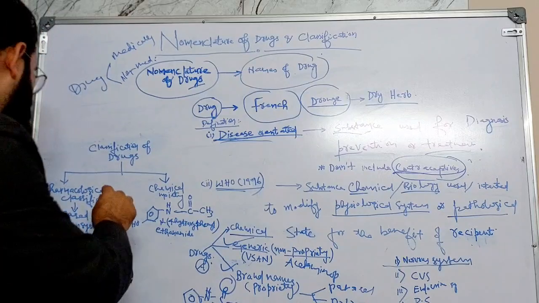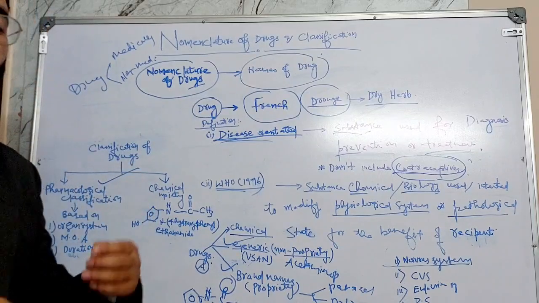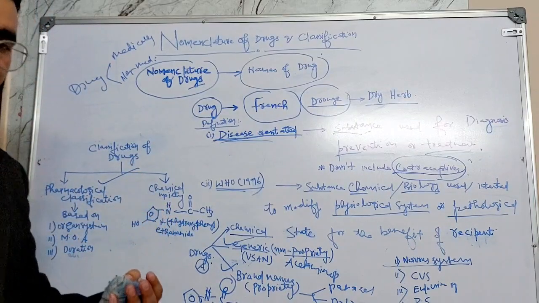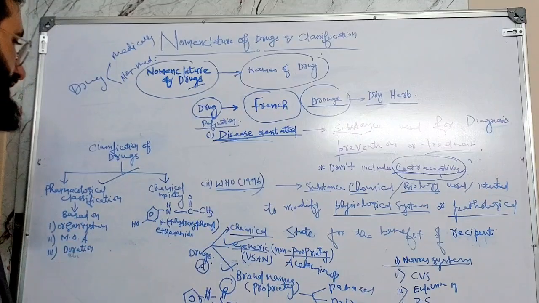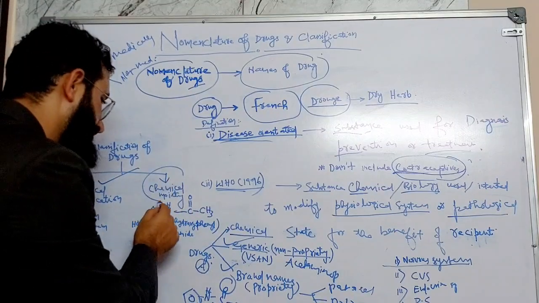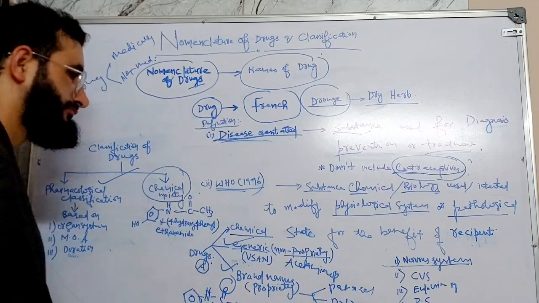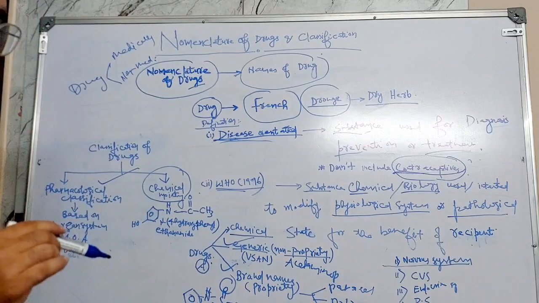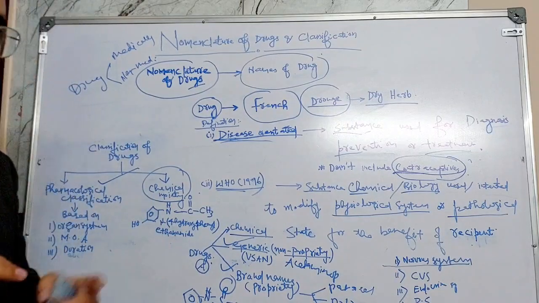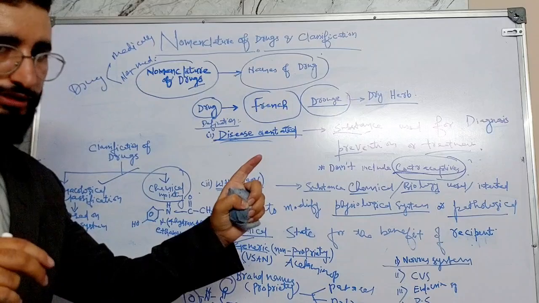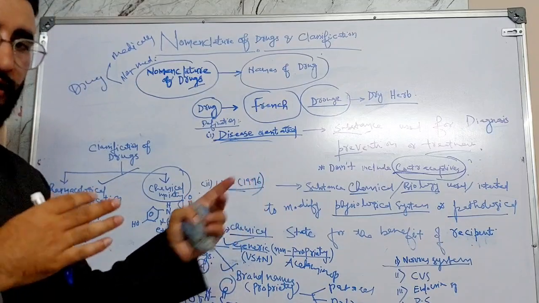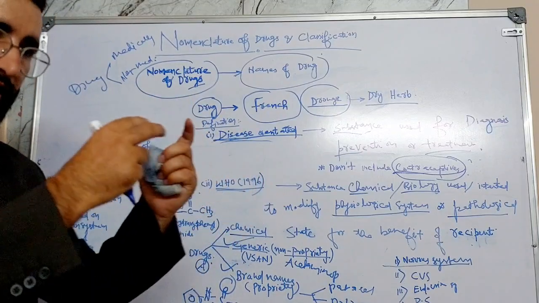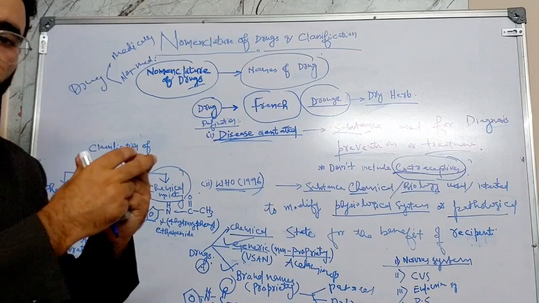Based on this, we can classify the drugs pharmacologically, giving the pharmacological classification, and then we can give the chemical classification. So a drug can be classified into two types. First, pharmacologically, we can classify the drug, and then chemically.